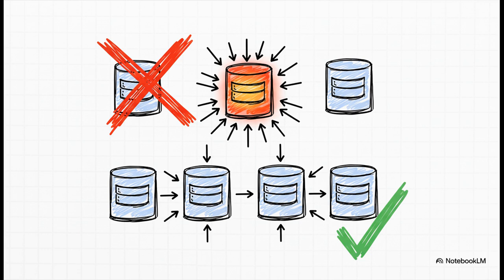It gets overwhelmed, it starts throttling requests, and it can bring your whole app grinding to a halt. The name of the game is to spread that workload out as evenly as you possibly can.